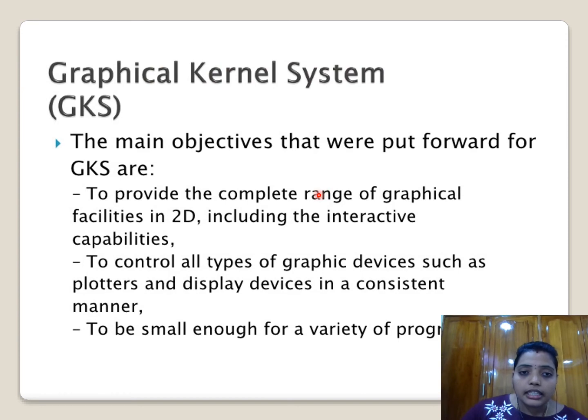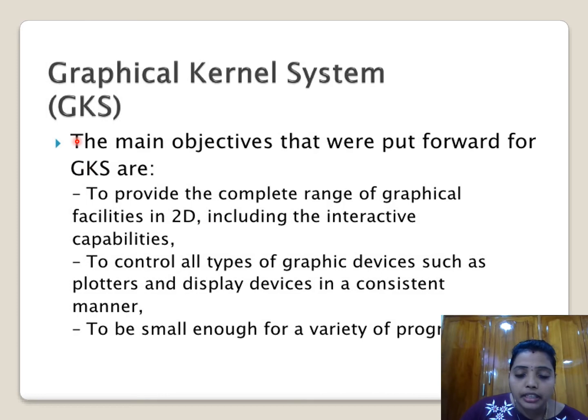Next, let us see one by one what and where we use these systems. First one is the Graphical Kernel System, GKS. What is the purpose of this system? Let us see. The main objectives that were put forward for GKS are to provide the complete range of graphical facilities in 2D. The whole process in 2D will take place in GKS, including interactive capabilities. Interactive capabilities means the interaction between every part can all be done in this 2D diagram only.